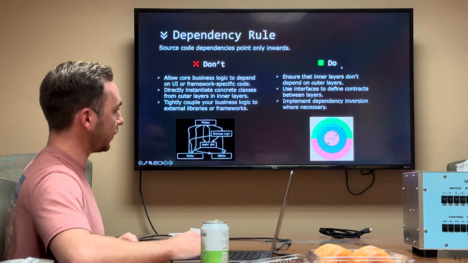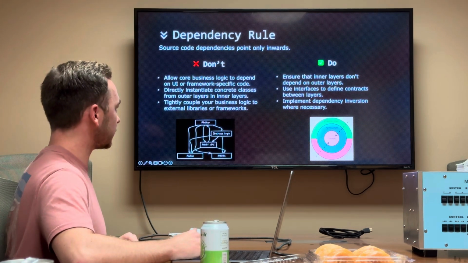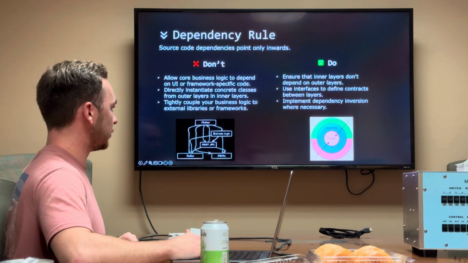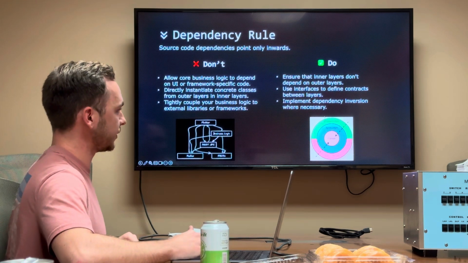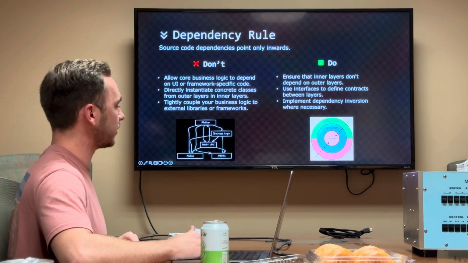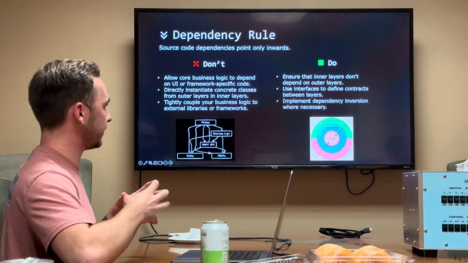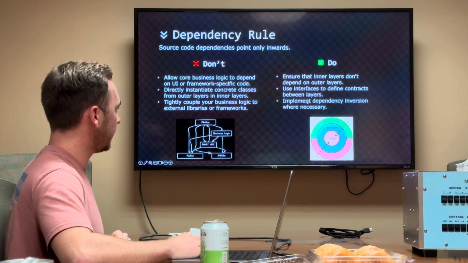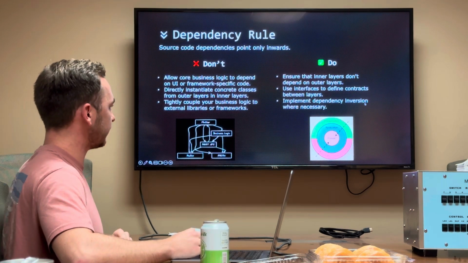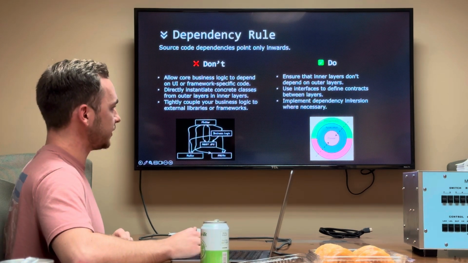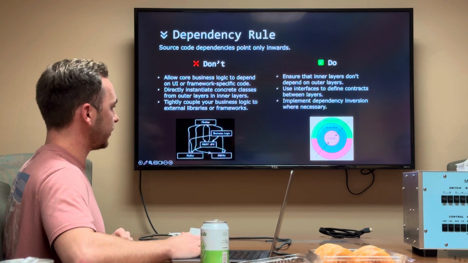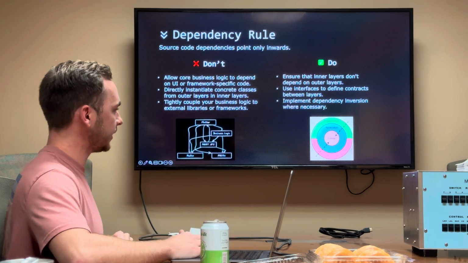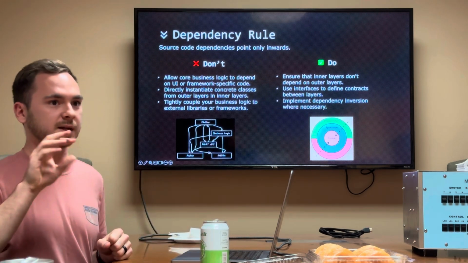On the other hand, what we do want to do is make sure that inner layers don't depend on outer layers. So the domain should not know anything about the application or presentation or the data layer here. It should just be its own contained thing. We want to use interfaces to define contracts between layers, and we want to implement dependency inversion where necessary. Dependency inversion essentially means that whenever we instantiate something in the domain layer, we want to provide it the dependencies that it should have.